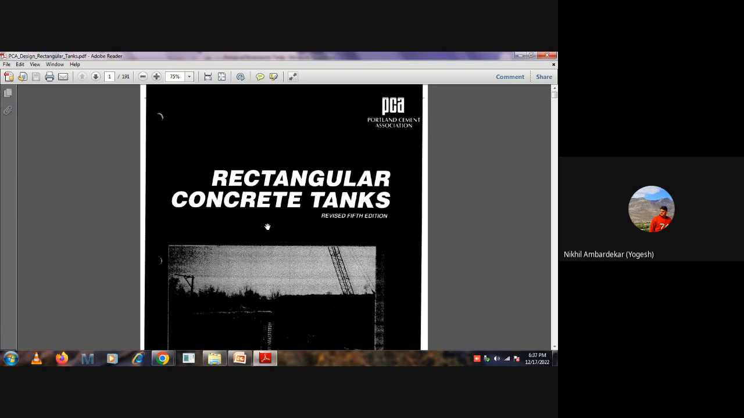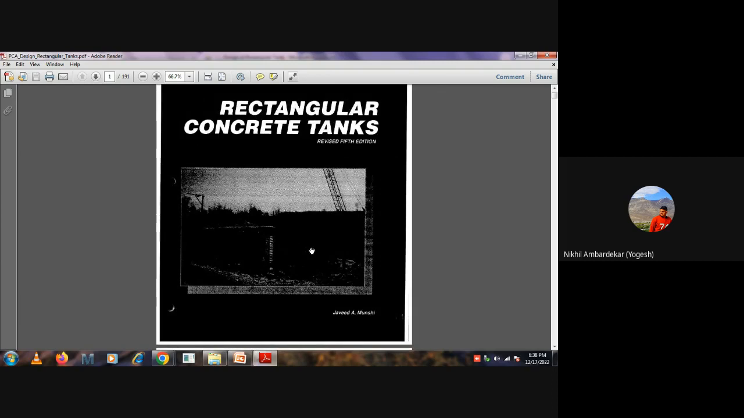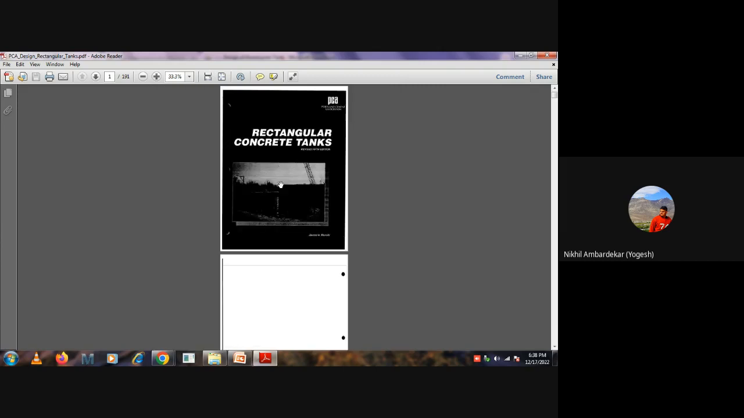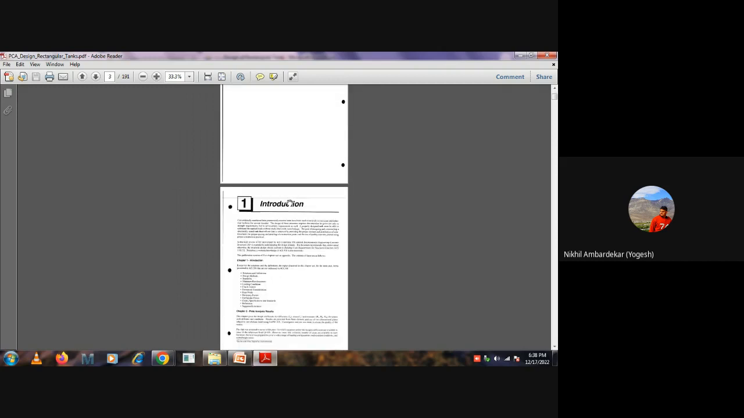Is this PDF visible? Yes, sir. Okay. I will share this, or if you have it already, it is easily available on Google, so you can download the PDF. It is a very simple, very beautiful, and very fast tool that can be used for analysis and design of the water tank. Not only water tank, you can consider it as a plate also. If you want to design a slab, you can use this for plates based on the support condition.